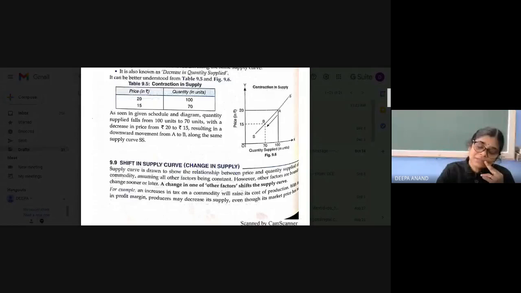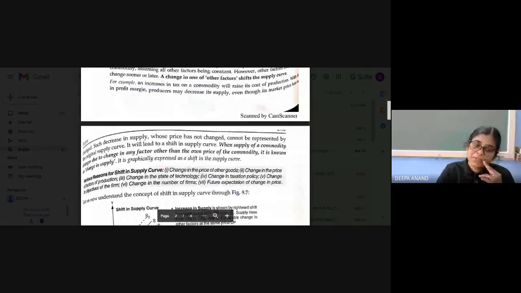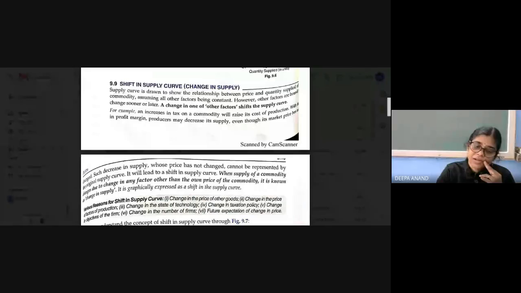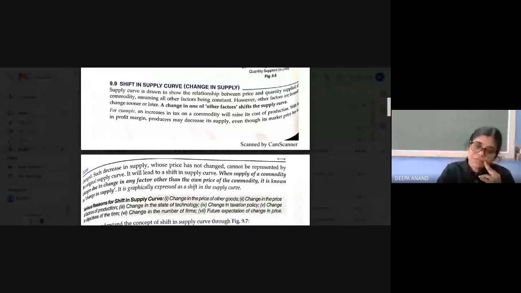Price of other goods, future expectation, number of firms, means of transportation, change in the price of other goods, state of technology. Yes. Change in taxation policy of the government. Change in the goal or objective of the firm. Change in the number of the firms. All these are the other factors.